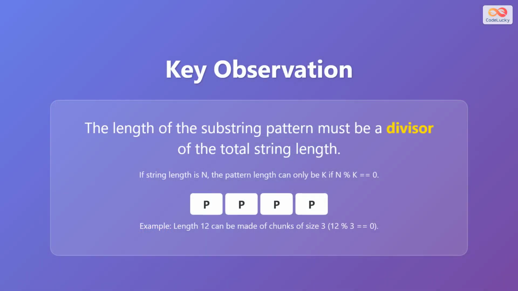Before we write code, notice a mathematical constraint. If a string is made of a repeating pattern, the length of that pattern must be a divisor of the total string length. You cannot make a string of length 12 using a pattern of length 5.